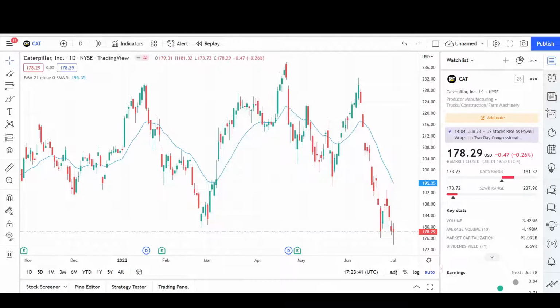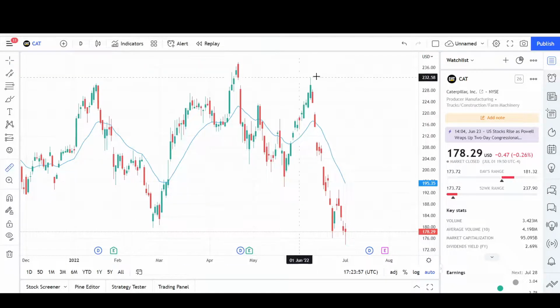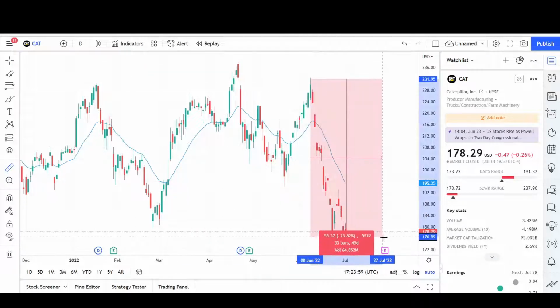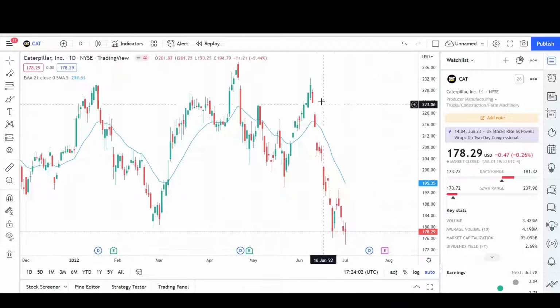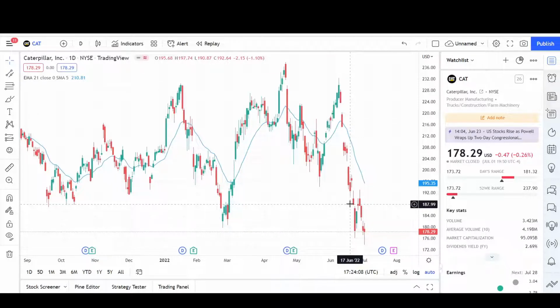I will first go over what I see in the daily chart and finish the video off with the weekly chart. Here we have the daily chart for Caterpillar, and there was a large sell-off from the 232 level all the way down to the 173 level, and that's about a 24-25% drop in such a short amount of time, which is about less than a month. So where's Caterpillar headed now?